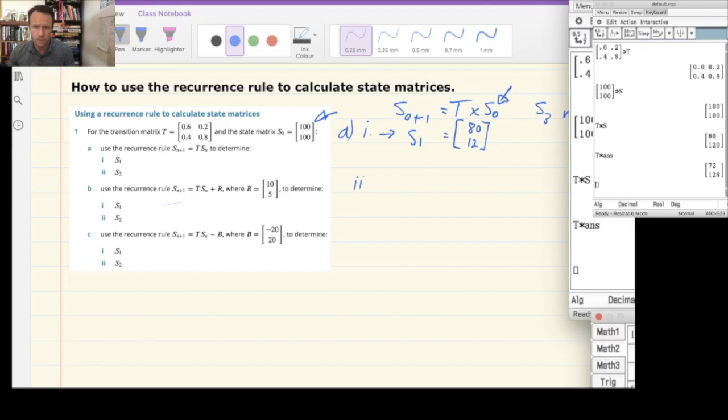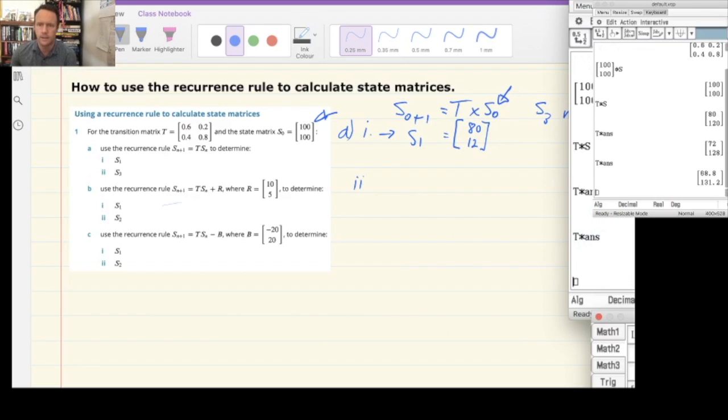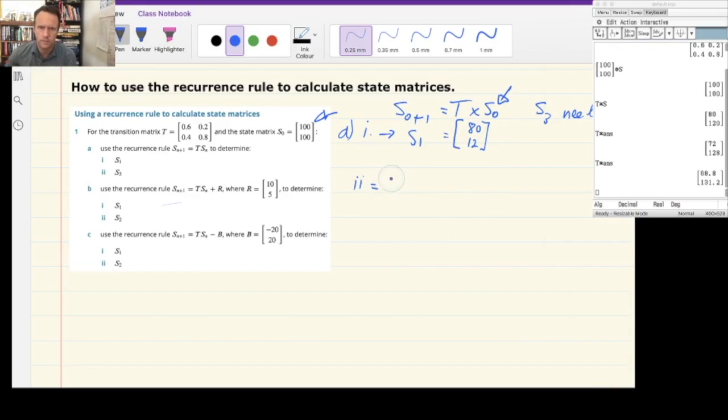That's S2. Now it will repeat that same equation for me if I just hit execute here again. So it's going to use T times the answer, which was that. And there we have S3. So S3 is equal to 68.8 and 131.2.